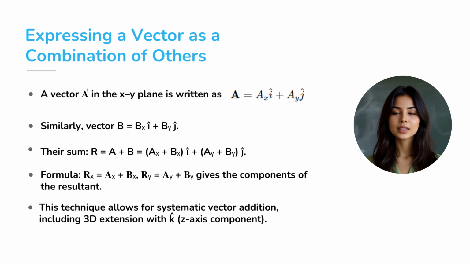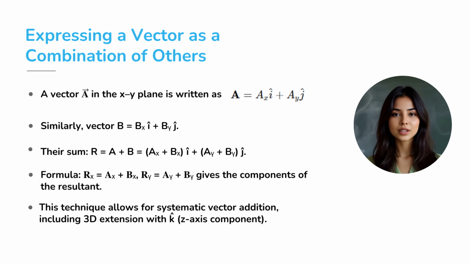We write it as A equals A sub x times i hat plus A sub y times j hat. Another vector B would be written as B equals B sub x times i hat plus B sub y times j hat. To add them, we simply add corresponding components: R equals (A sub x plus B sub x) times i hat plus (A sub y plus B sub y) times j hat. So we define R sub x equals A sub x plus B sub x and R sub y equals A sub y plus B sub y.